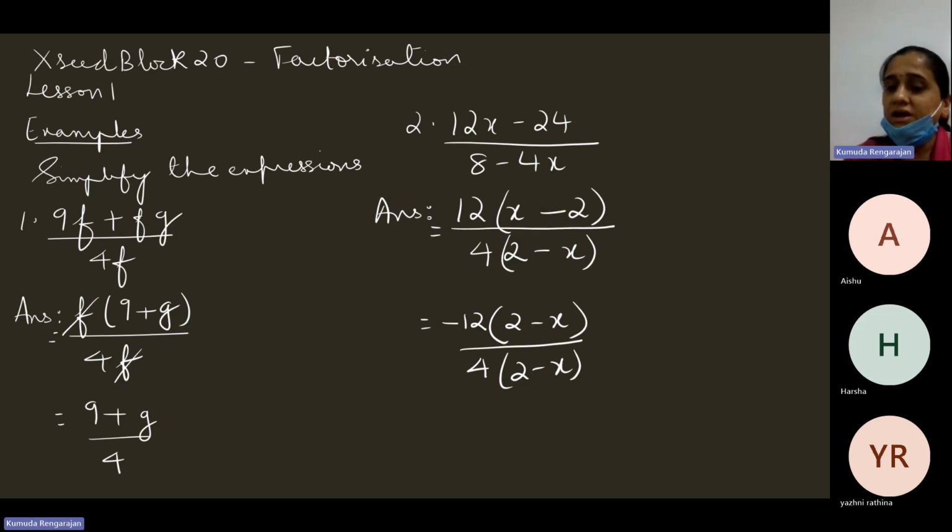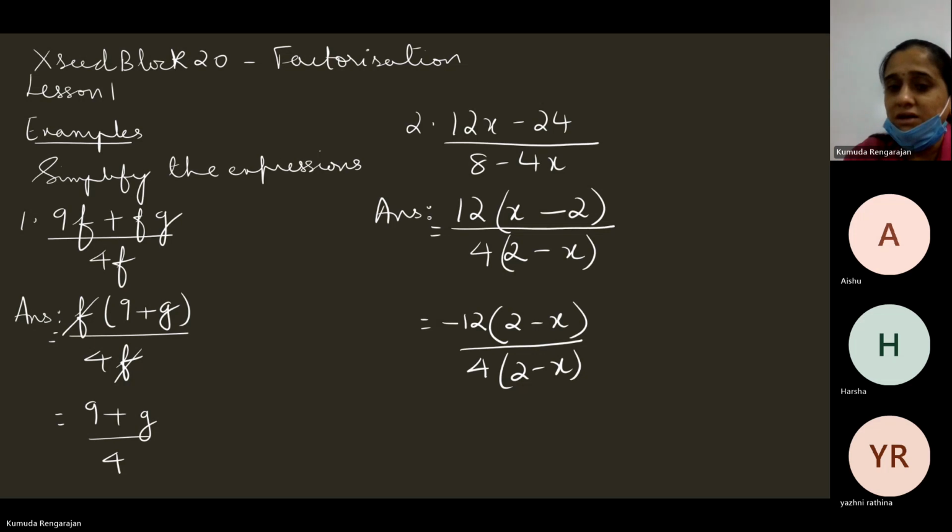Write the denominator as it is. In the numerator, we have x minus 2. You want to write that as 2 minus x so that you can cancel out the 2 minus x in the numerator and denominator. So write the denominator as it is, and in the numerator, x minus 2 is written as 2 minus x.